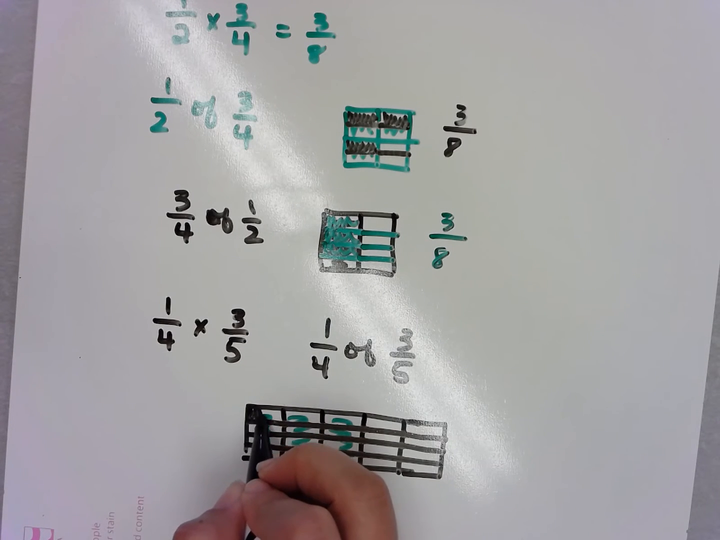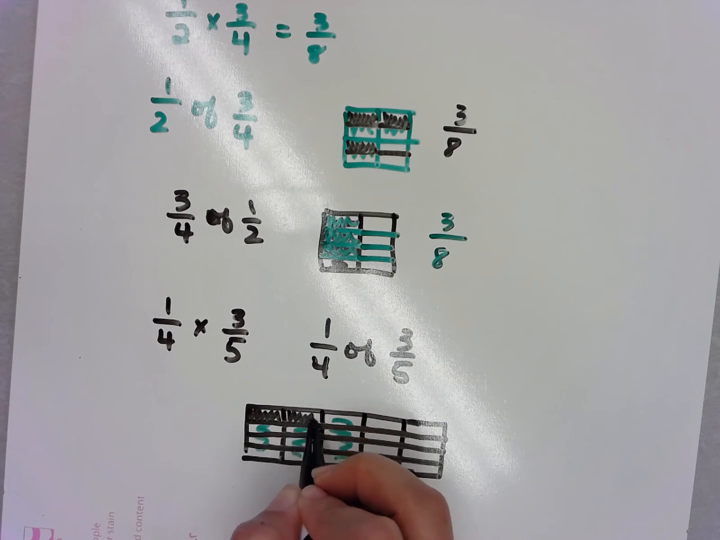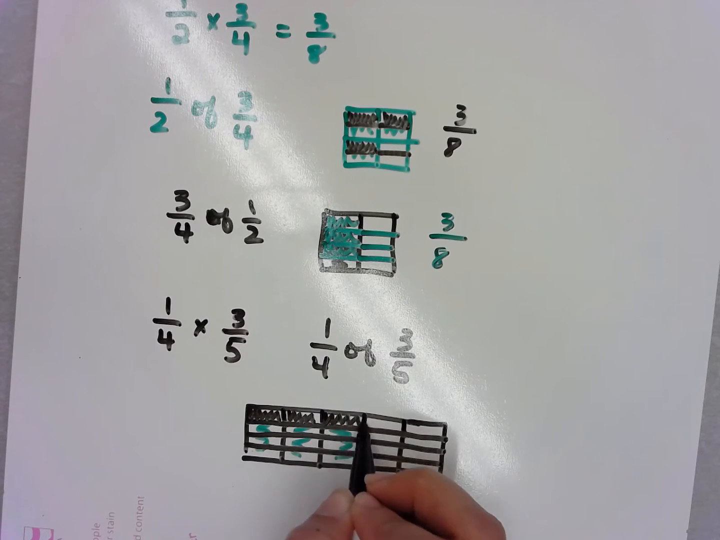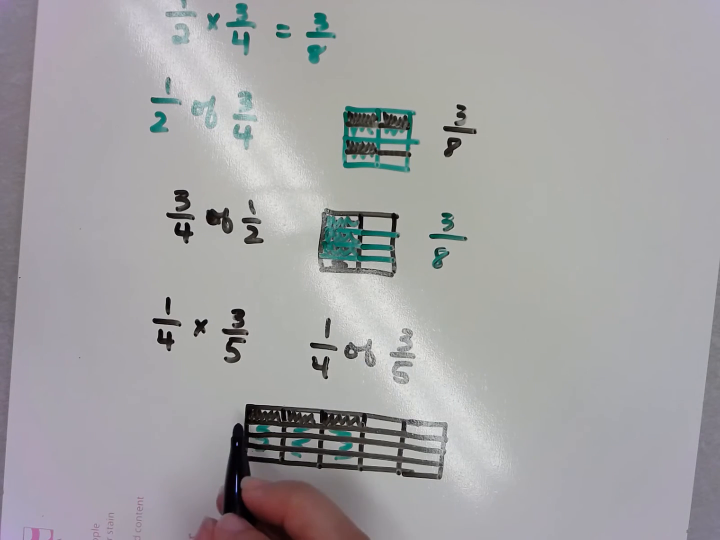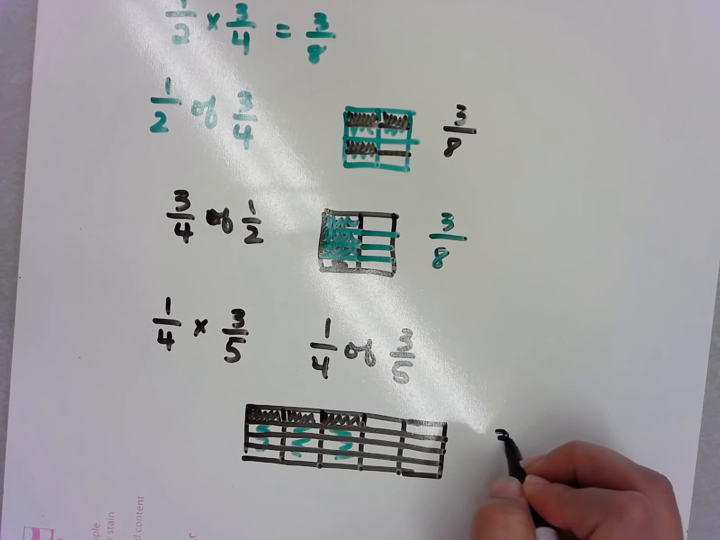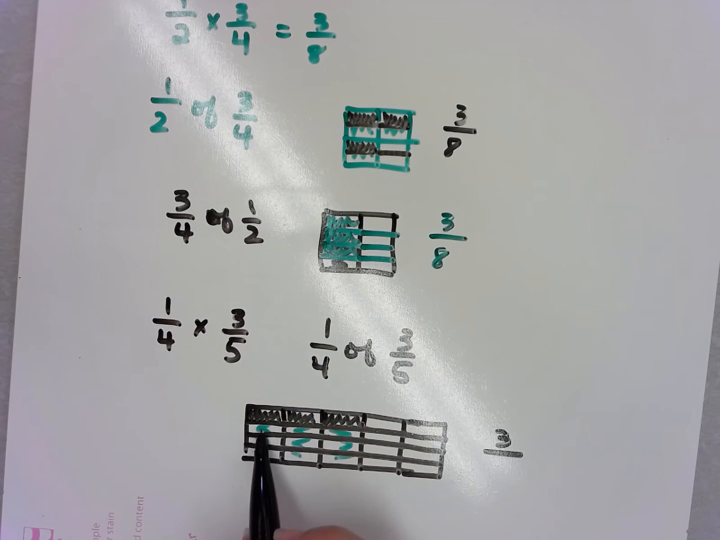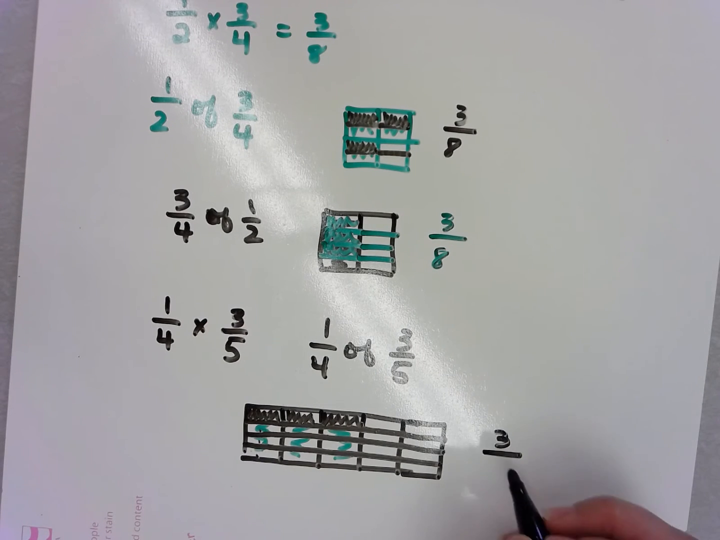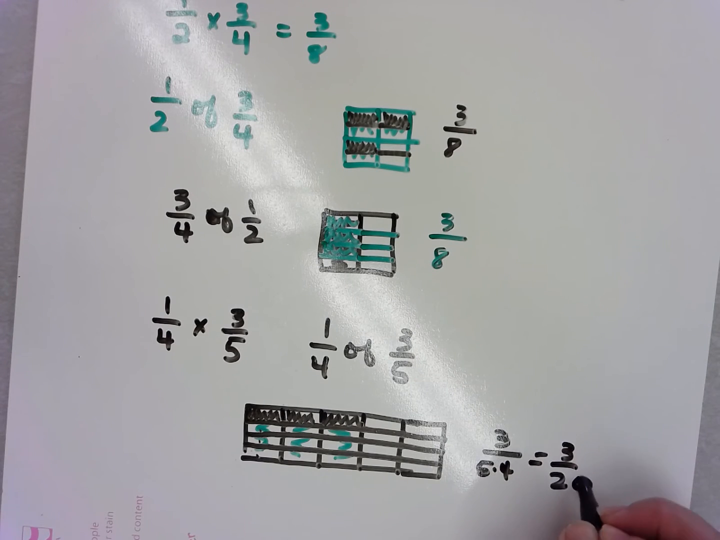So I'm going to color in this one here, and this one here. Okay. So I have 3 little tiny squares out of 1, 2, 3, 4, and then I have 1, 2, 3, 4, 5 columns of 4. So 5 times 4 is 20, so the answer is 3/20.